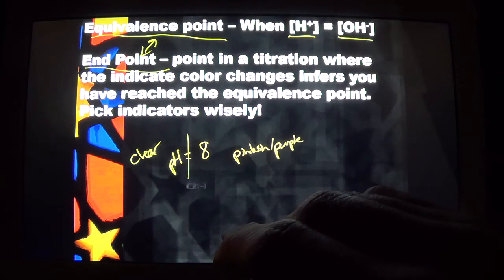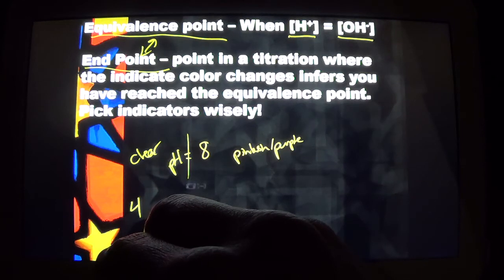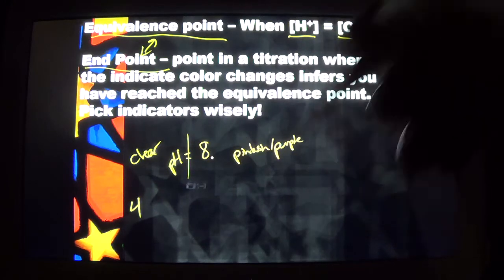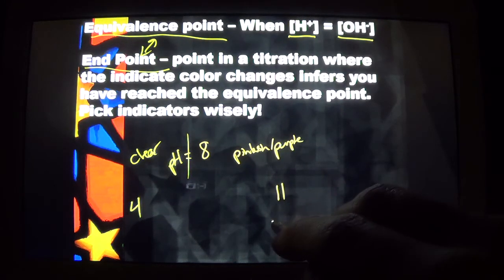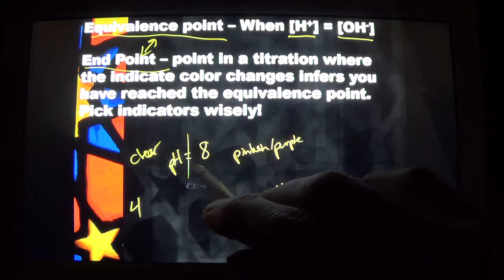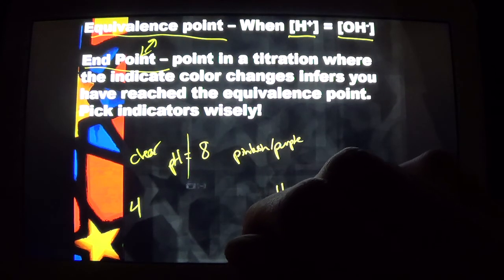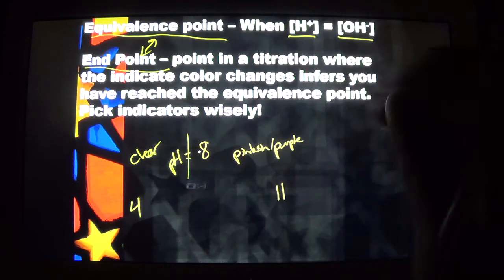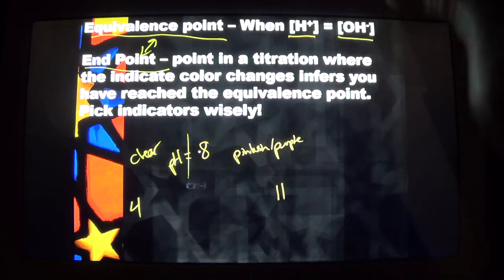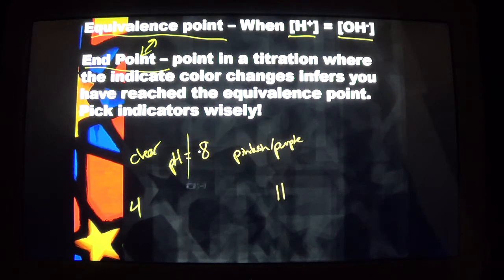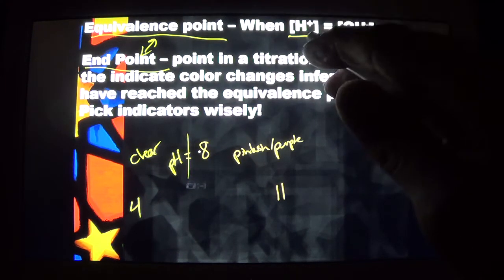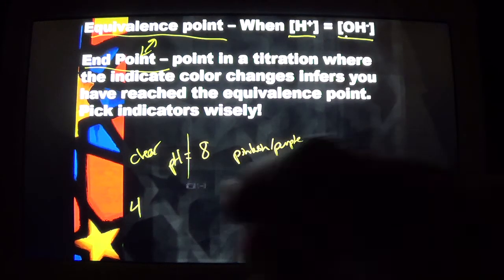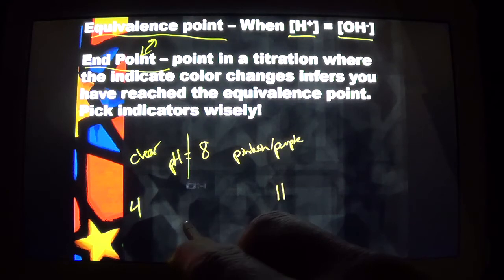What if my equivalence point should be at 4? This isn't going to help me. It doesn't do anything till I hit 8. What if my equivalence point is at 11? Well, that's not going to help me. It changes at 8. So that's why we have lots of indicators, so that we can pick our indicator, tailor our indicator to where we think approximately our equivalence point's going to be. Because without equivalence point, we can't calculate a titration. Here's something important to lodge in your head.